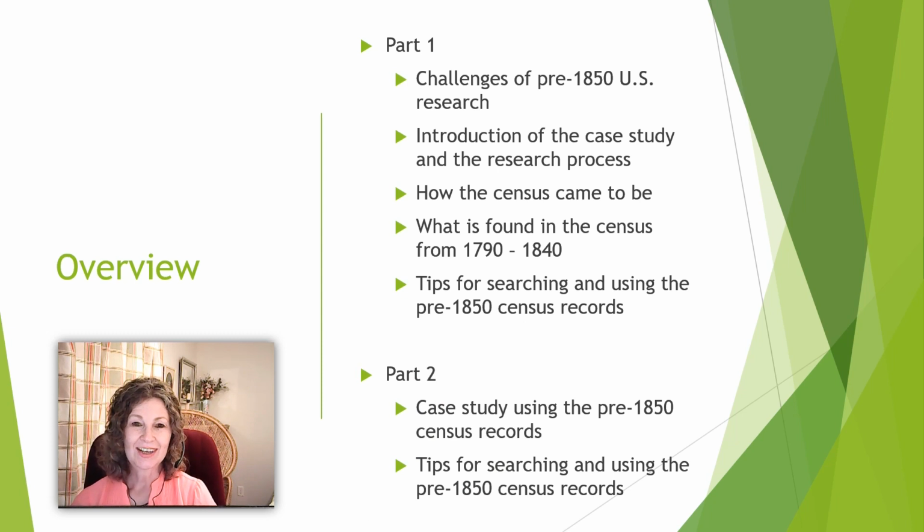To get started, let's have an overview. This is the first of two parts, and in part one, we're going to talk about the challenges of the pre-1850 U.S. Census research. We're going to introduce the case study and the research process. I'm going to talk about how the census came to be, what is found in the census from 1790 to 1840, and then tips for searching and using the pre-1850 census records.